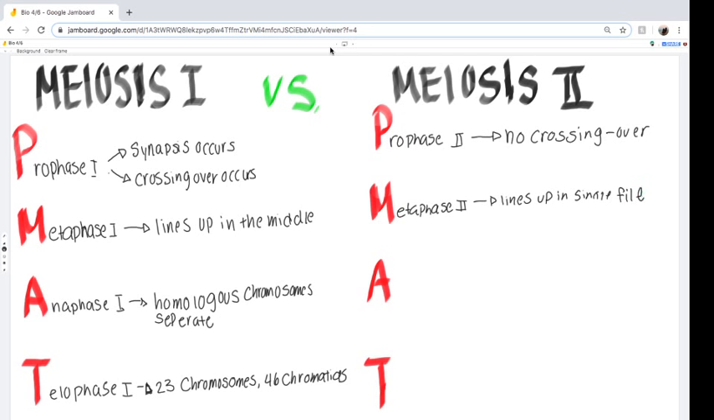Okay, so next in anaphase 2, the chromatids are going to be pulled away instead of the chromosomes being pulled away. So we could say that chromatids are pulled away.